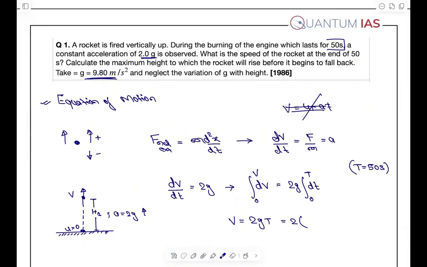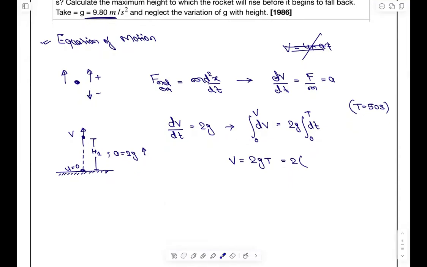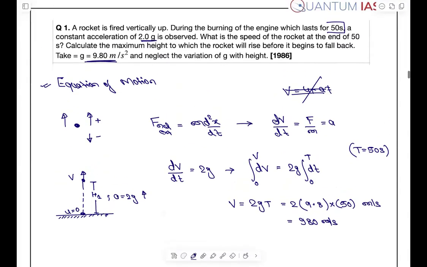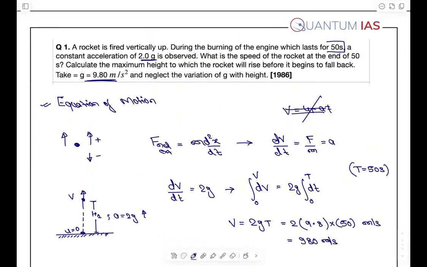We don't have to use our brain when the value of the constant is already given in the question. Now if you put the 2gt, that is 9.8, into time, which is 50, the answer will be in meter per second, and if you calculate it, it comes out to be 980 meter per second. So much high speed this rocket will get.